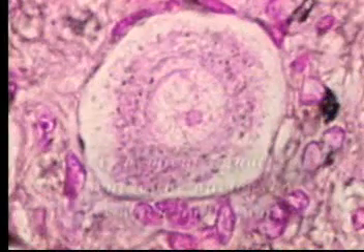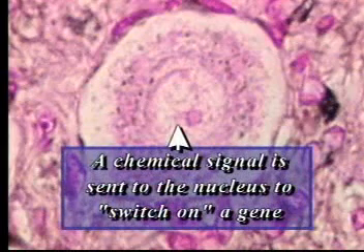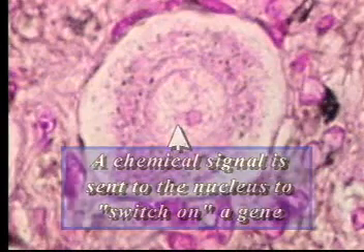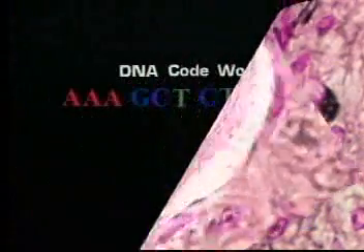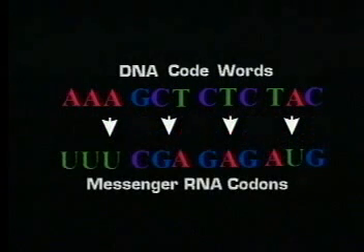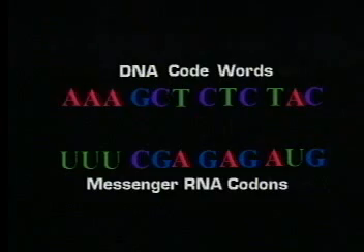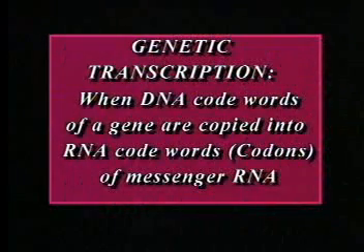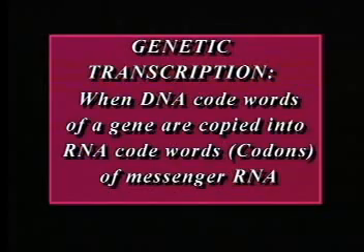Whenever a cell needs more of a certain protein, it sends a chemical signal to the nucleus, which causes the gene for that protein to be switched on. When this happens, the DNA code words in the gene are copied into the RNA code words, or codons, of messenger RNA. This process is called genetic transcription.